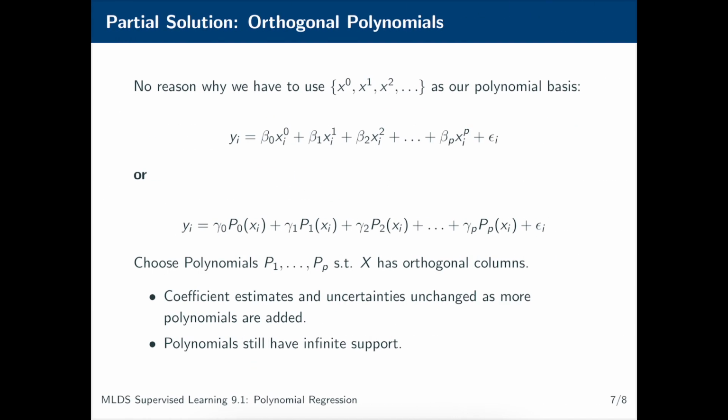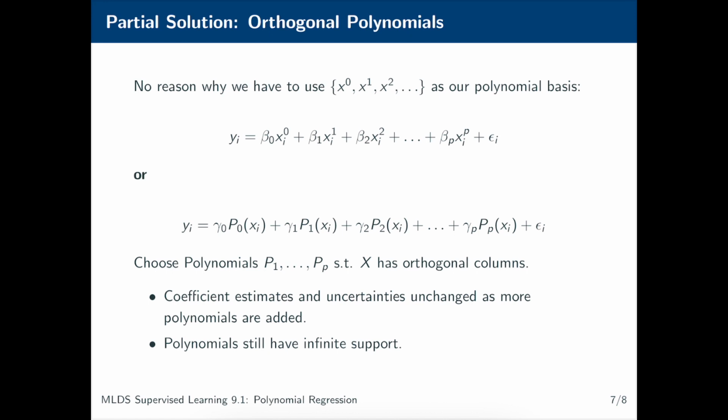A partial solution to these problems is to use what are known as orthogonal polynomials. Really, we've made a very arbitrary decision here to use x to the 0, x to the 1, x squared, and so on as our basis polynomials to describe the entire space of analytic functions. We could have picked a different set of polynomials, which here I'm calling p0 through pp, to use as our basis functions instead. And the trick here is that we're going to choose these polynomials, and this should say p0 to pp, such that the columns of the design matrix X that they produce are orthogonal from one another.